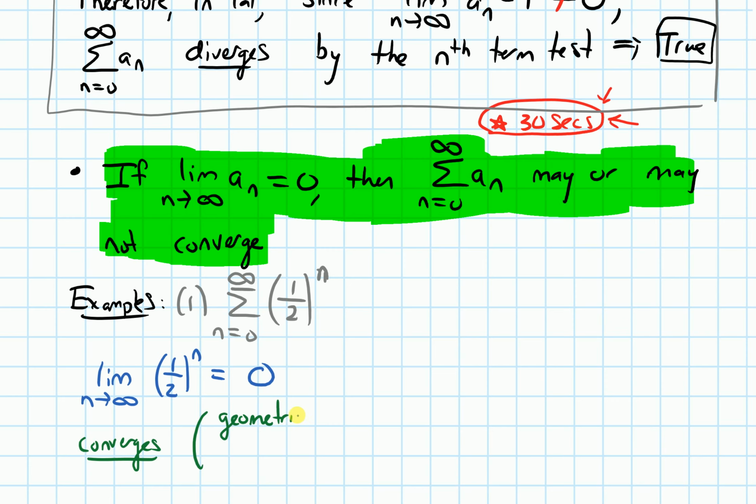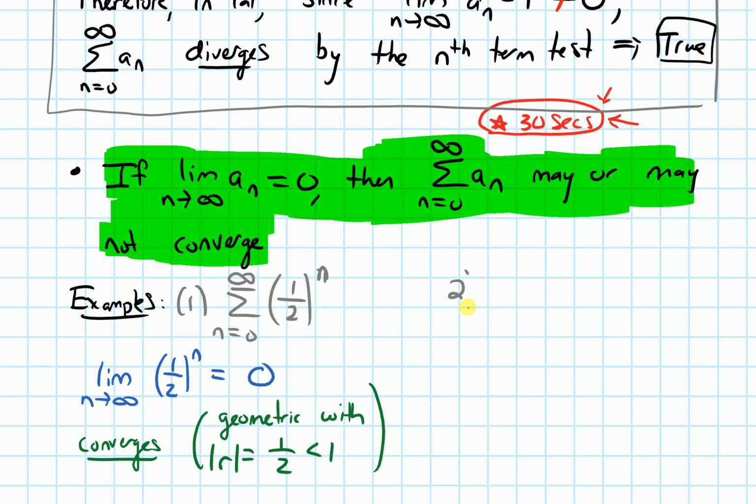So this is geometric, and the reason why it converges is if I look at the absolute value of r, it is 1/2. So the absolute value of r is still 1/2, and that's less than 1. So the absolute value of r for a geometric series needs to be less than 1 for it to converge. And in this example, that's the case.